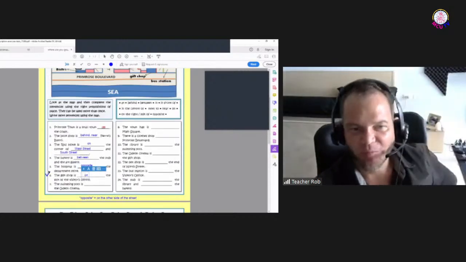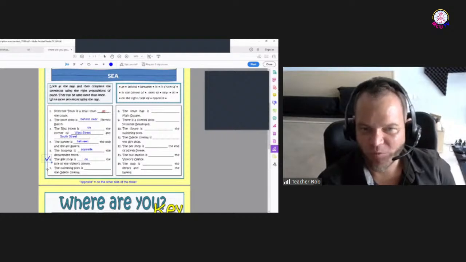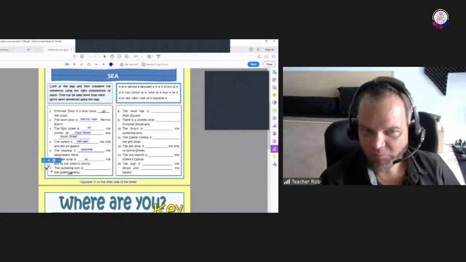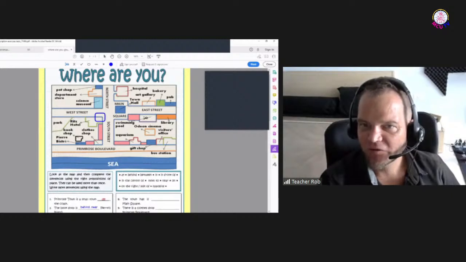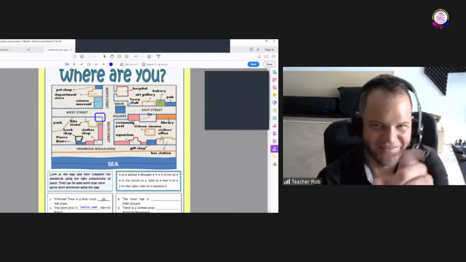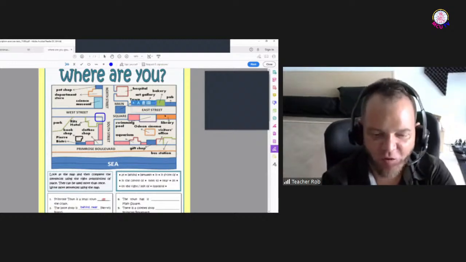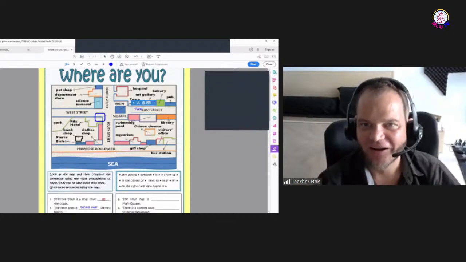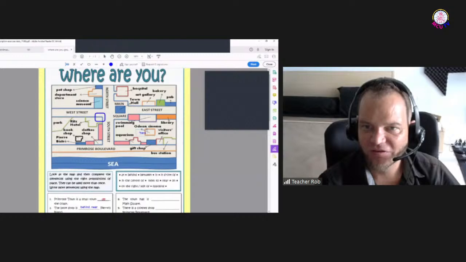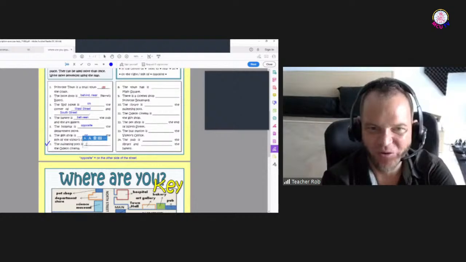Now let's see if we can do number 7. Number 7 has the swimming pool. The swimming pool is blank the Odeon Cinema. This one you've got to look at closely. The swimming pool is this white one. Here's the Odeon Cinema. In front of. Exactly. So you picture yourself being here, standing on East Street. To you, what you see is the swimming pool, and then the Odeon Cinema is here. So the swimming pool is in front of the Odeon Cinema.